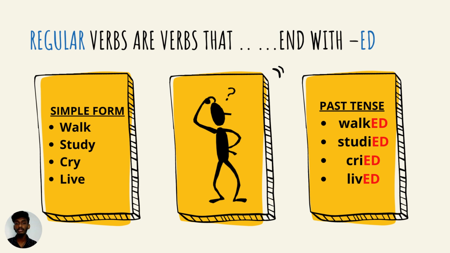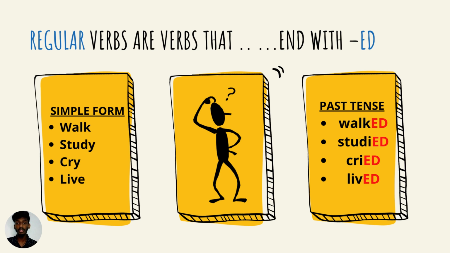And how does it change into the simple past tense with regular verbs? The word walk changed to walked in the past tense. The word study changed into studied. The word cry changed into cried. And finally, the word live changed into lived. So all the words have been added with ed at the end to show that it is a regular verb in the past tense.